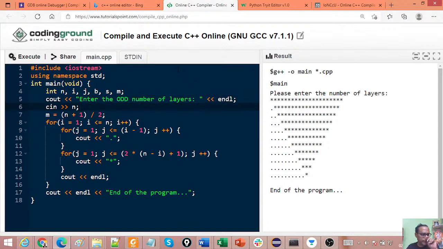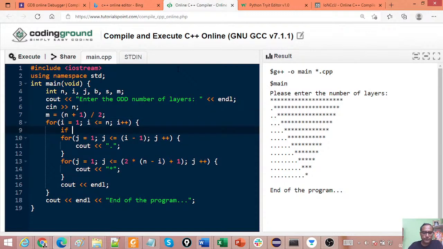You got the n? Yes, I got the n. Have you calculated m? Yes. What is the formula? N plus 1 whole by 2. So that will be assigned to m. Okay, now we are executing this. So if I is greater than m, what does that mean, lower half or upper half? I feel that it is the lower half. That layer number is greater than the middle point, so it is the lower half.